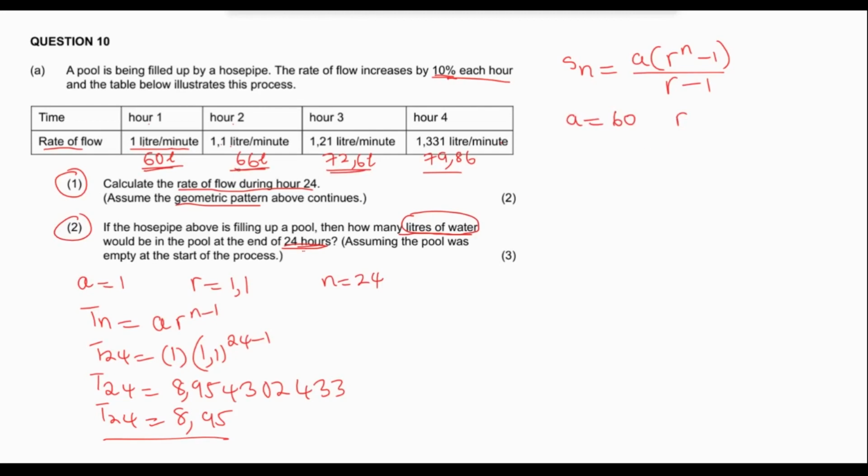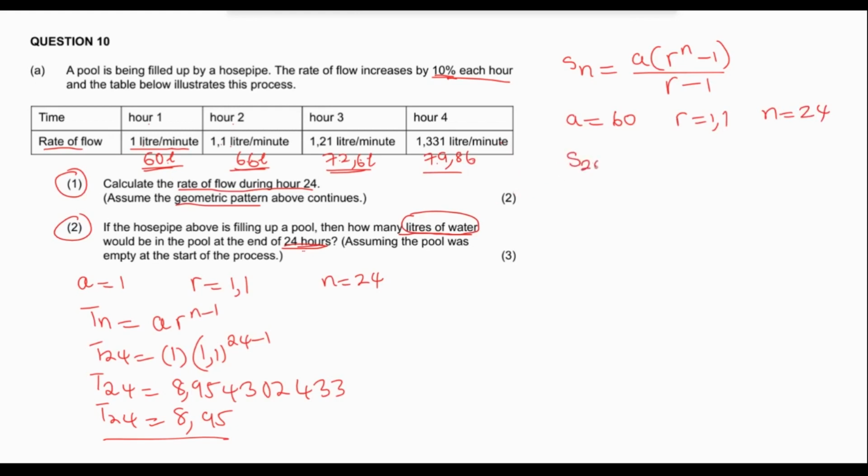Then r, you can do that. You can say 66 divided by 60, you'll get 1,1. 72,6 divided by 66, you get 1,1. 79,86 divided by 72,6, you get 1,1. So r is equal to 1,1. And then n is equal to 24. Right? We substitute into the formula.